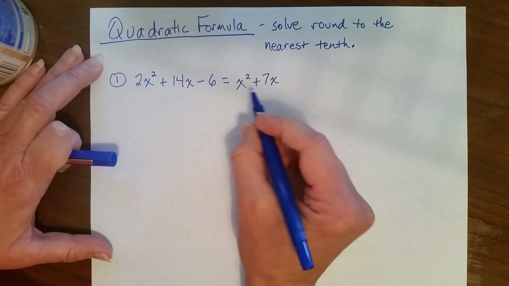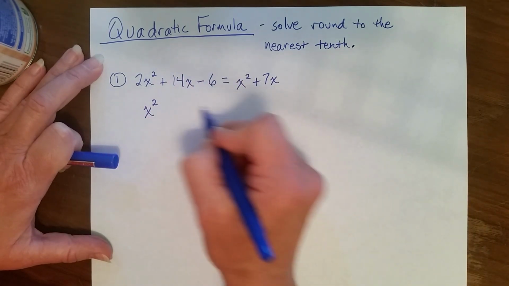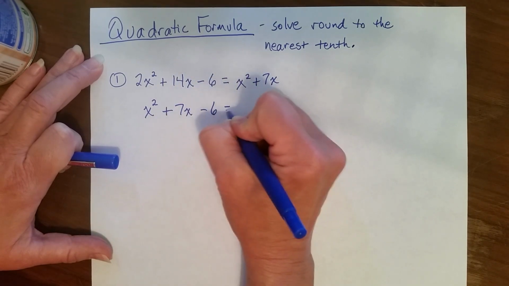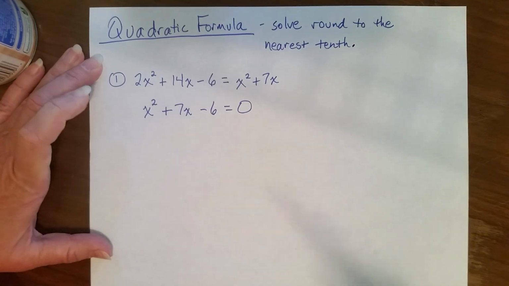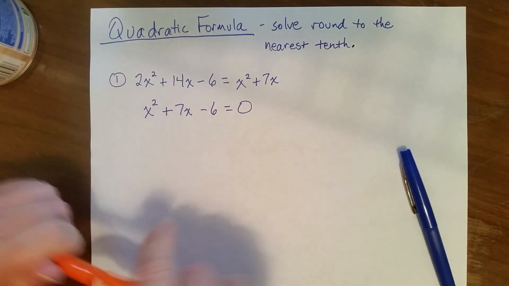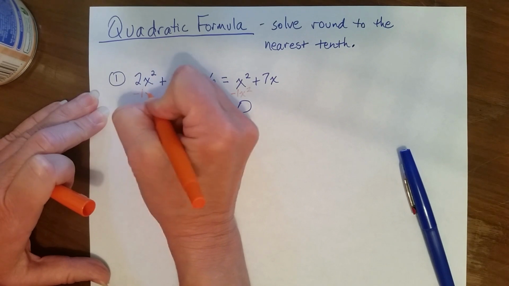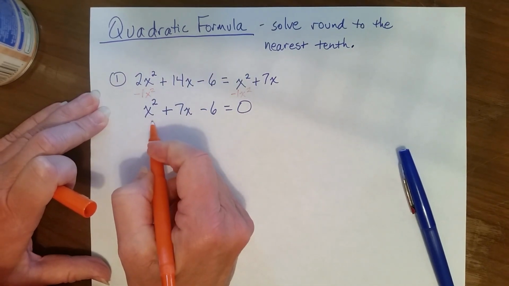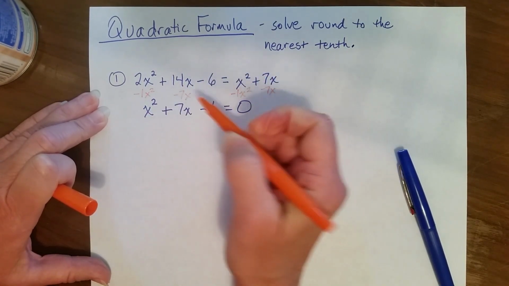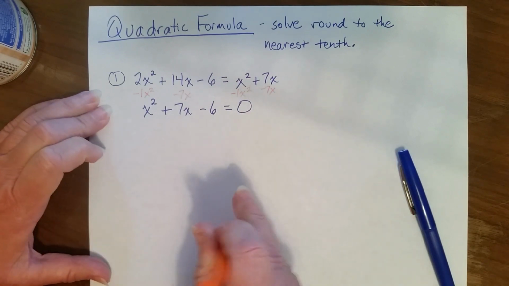Okay, let's get this in standard form. So I'm going to subtract x squared, so that'll give me an x squared. I'll subtract 7x, so that'll give me a plus 7x, and then a minus 6 equals 0. Okay, I did that mentally, but let's just review what I was doing there. I was subtracting 1x squared. So 2 minus 1 is 1x squared. I was subtracting 7x. So 14 minus 7 is 7x. And then the minus 6 just stays. There's nothing to combine that with.